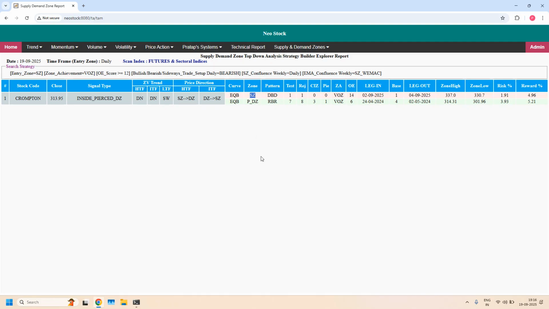So this daily supply zone might be having more high probability to get success, provided less than 20 checklist items are satisfied. Otherwise, higher chances of zone violation. Already it gave one good trade.